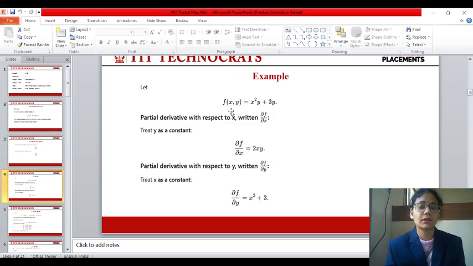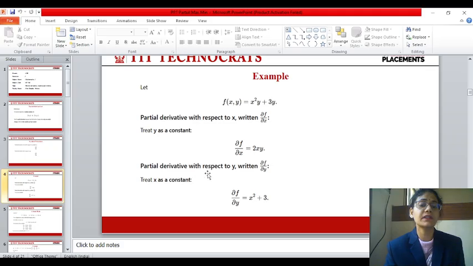Let us see a simple example on the same. Let f of x, y be a function x square y plus 3y. So here f is a dependent variable which depends upon two independent variables x and y. Let us find the partial derivative of f with respect to x. So this is del f by del x. Taking y as a constant, it will be x square y, so y is constant, it will remain as it is. To find derivative of x square, we will apply the formula for derivative of x raised to power n, which is n x raised to power n minus 1. So it will become 2x. The partial derivative of f with respect to x is 2xy.